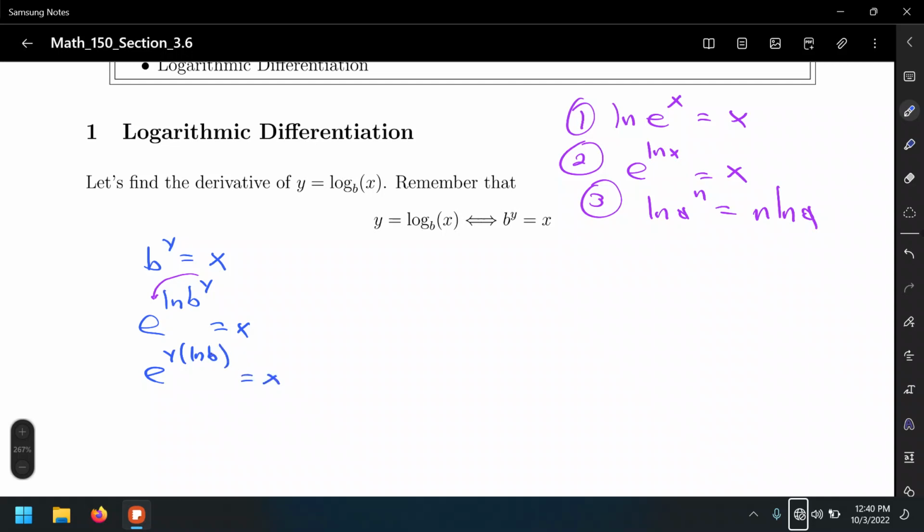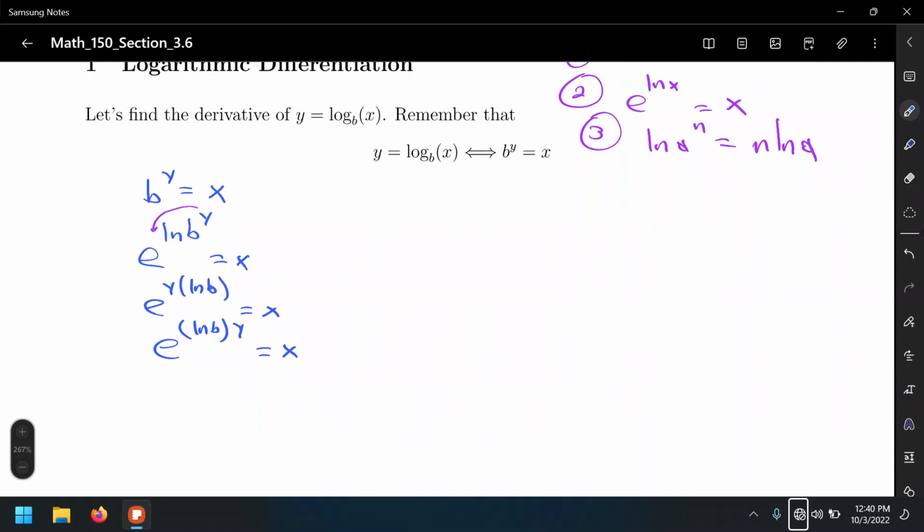But in this case, this has the look of an exponential function. This ln of b is just a constant multiple, like e to the 5x, e to the 9x. However, we always write the numerical coefficient first and then the variable, which is what I'm going to do. So e to the ln of b times y equals x. And we're ready to take the derivative of this function implicitly.